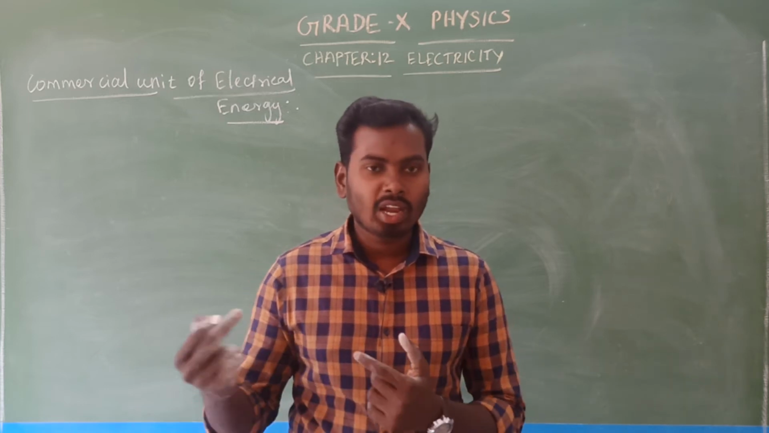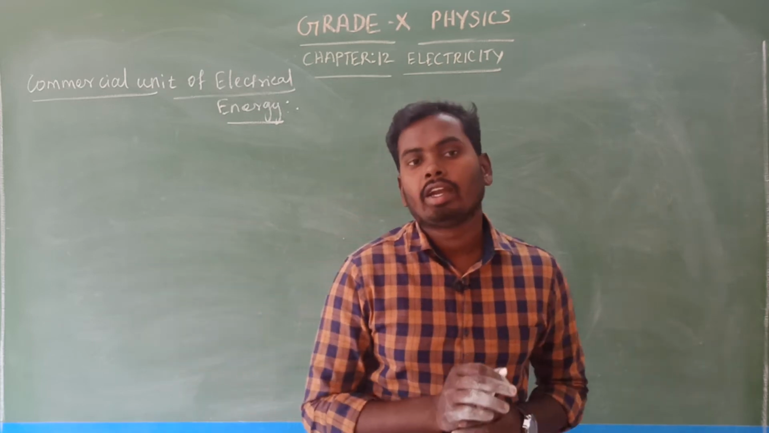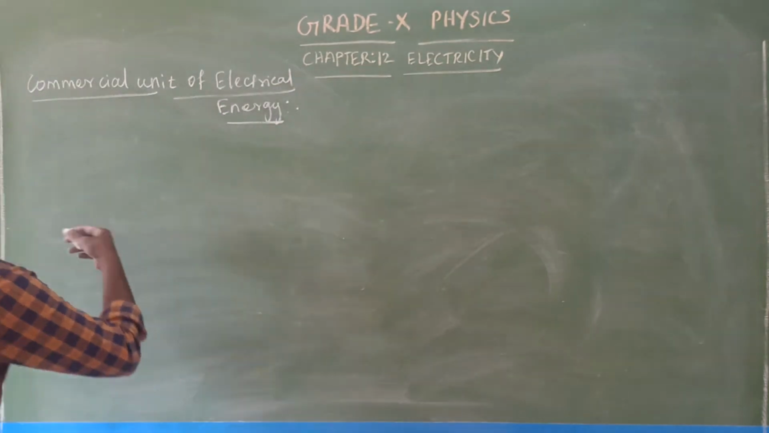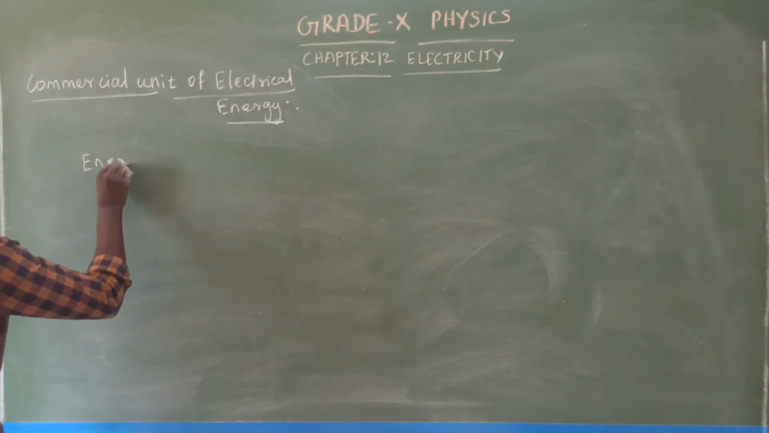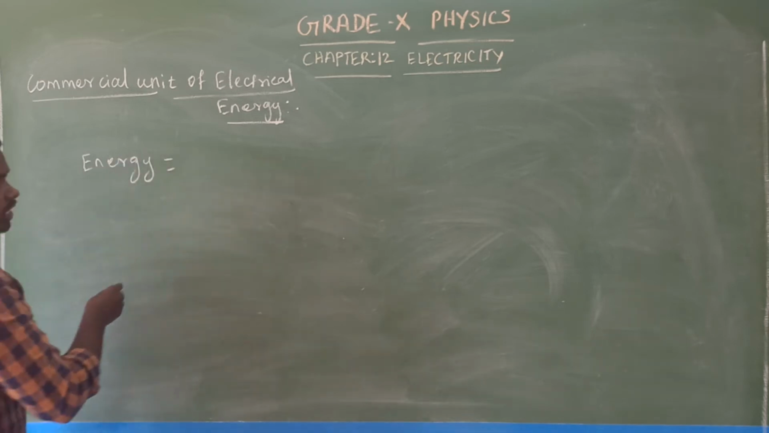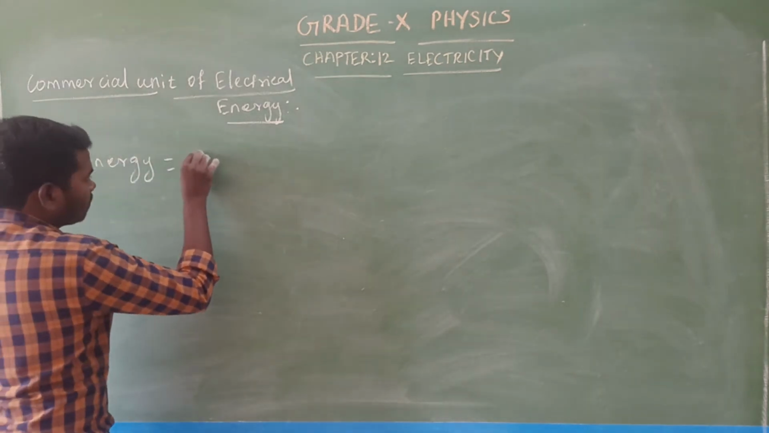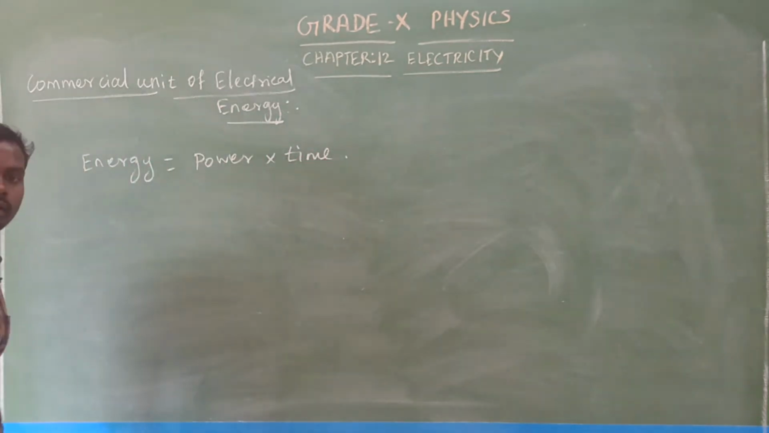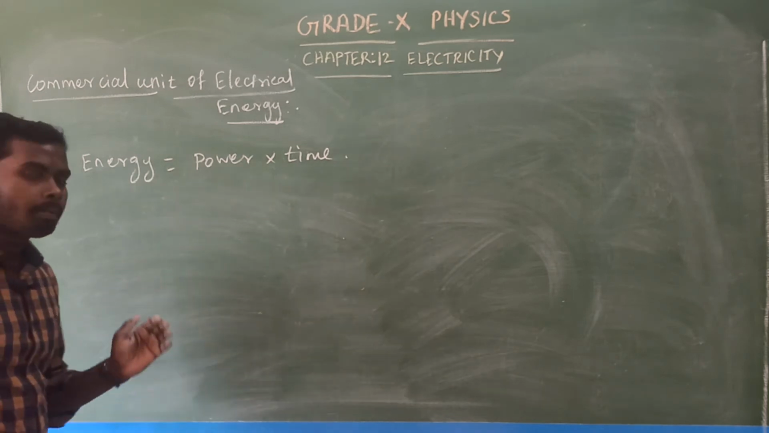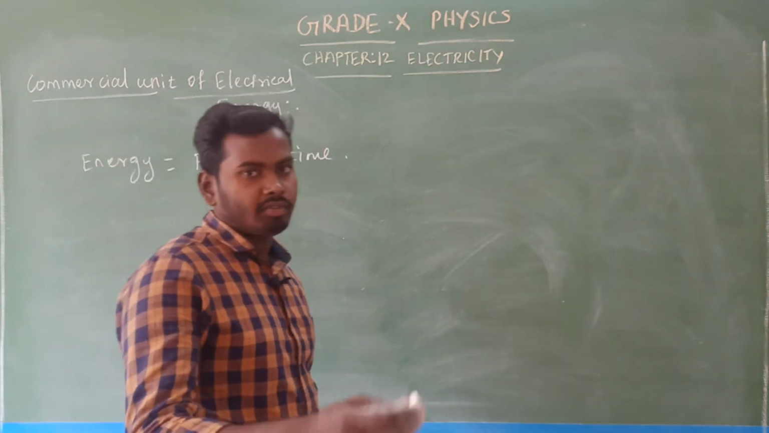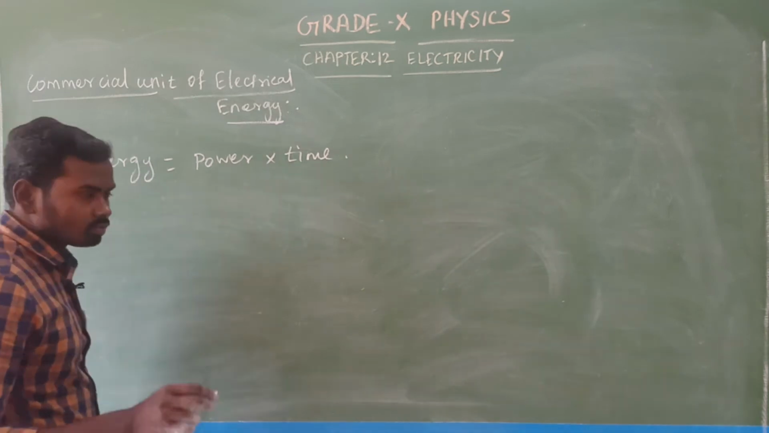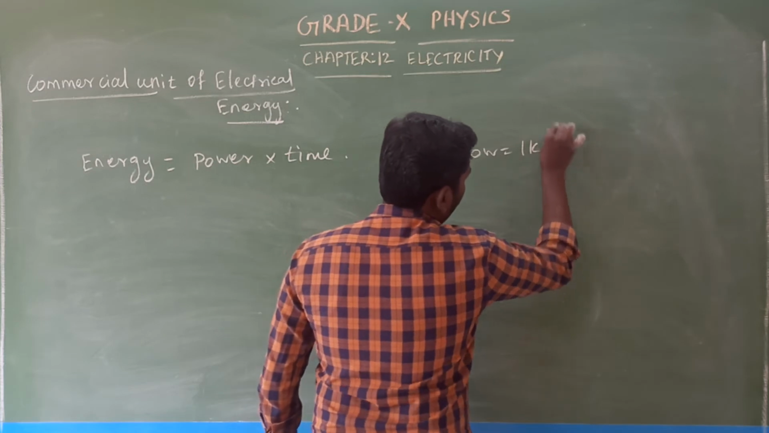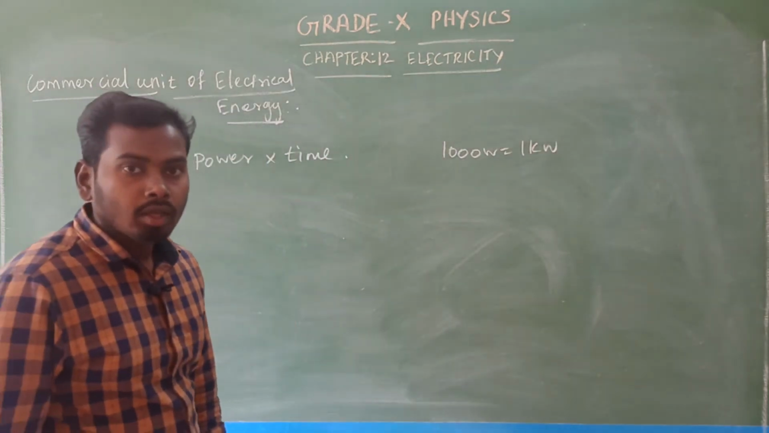Now we are going to see what that alternative formula is. Listen here. Already we know energy is equal to power into time. Energy is equal to power into time; we already know this very well. Look here. Already we know 1000 watt is equal to 1 kilowatt, isn't it?